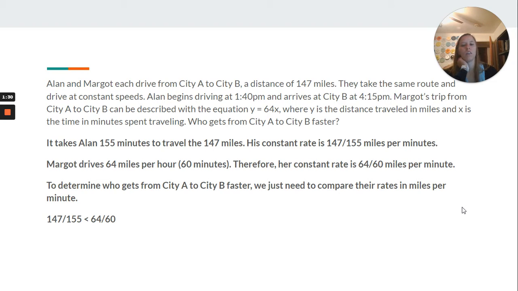Okay, so basically just to find out what gets them to be the same in the bottom, and then we would figure out what the difference is, and it turns out that 64/60th is faster, so Margot would get there faster.